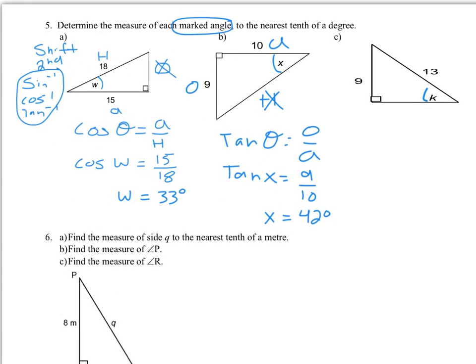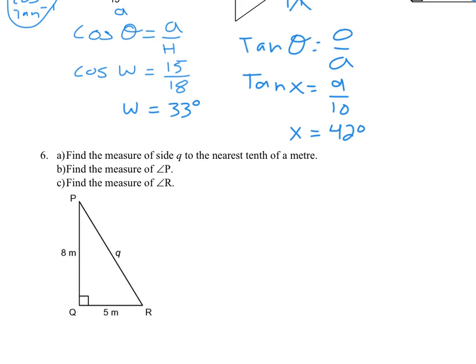Okay, we're going to practice the next example here where we're basically solving for multiple angles and for one or two side lengths. So let's look at what we've got here. Question 6a, find the measure of side Q to the nearest tenth of a meter. So right now, if it's asking me for side Q, it's a right angle triangle. It's not giving me any angles though. I can see that right now. It's kind of weird, isn't it?